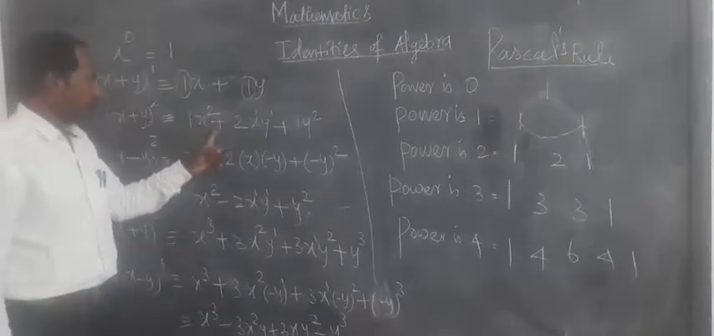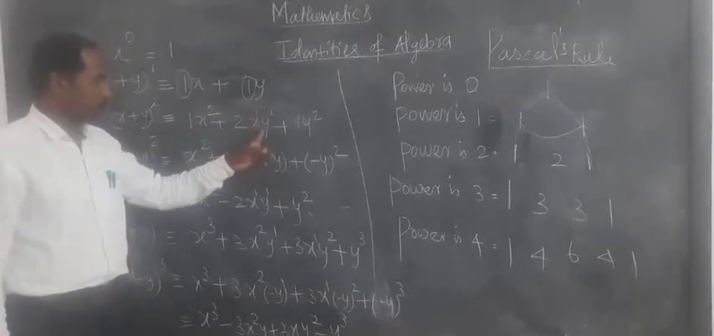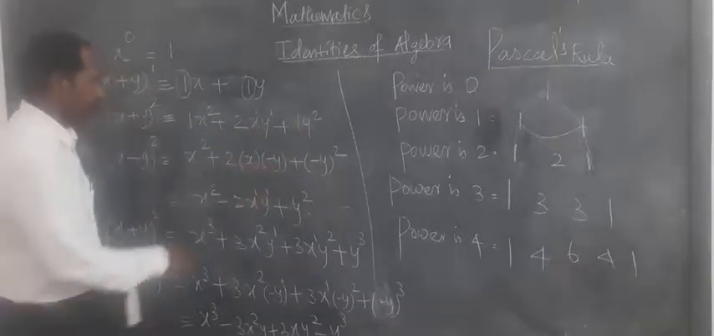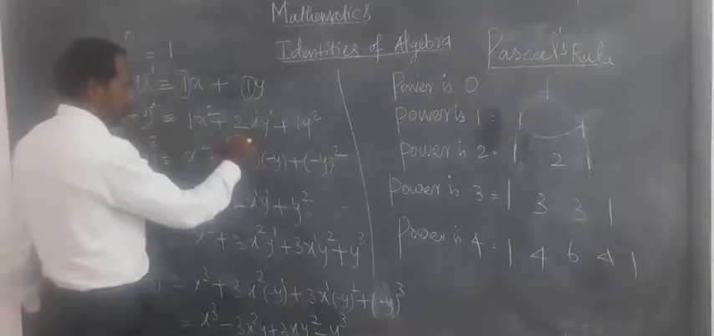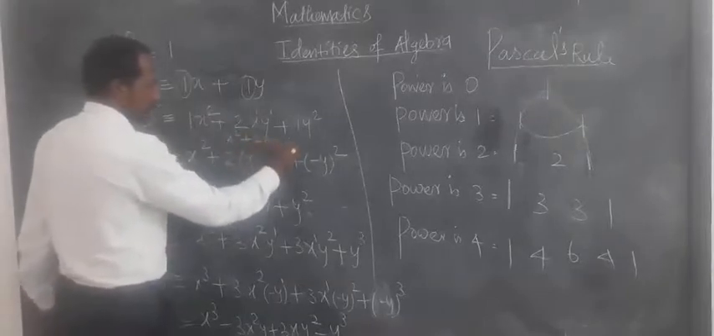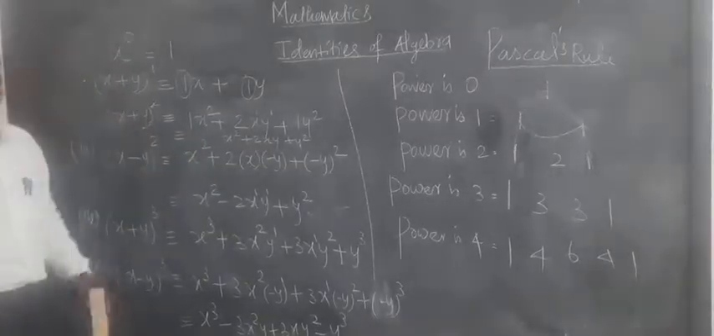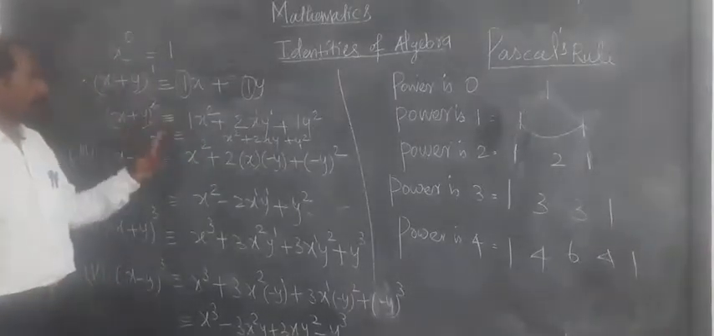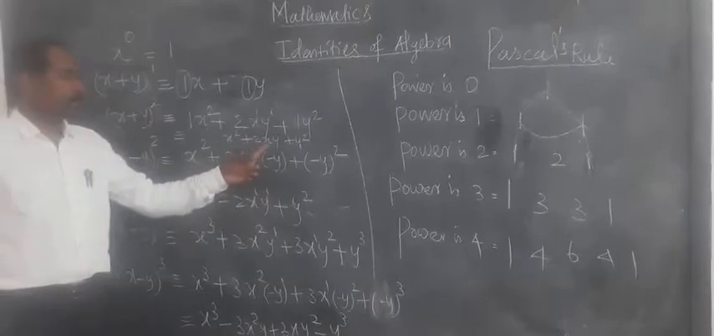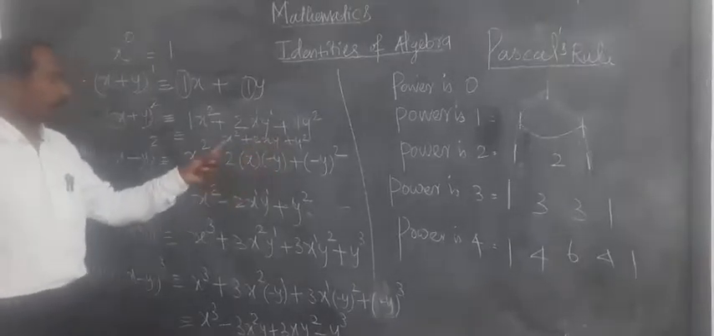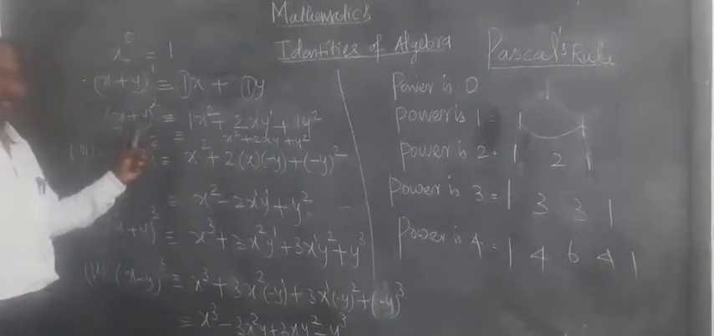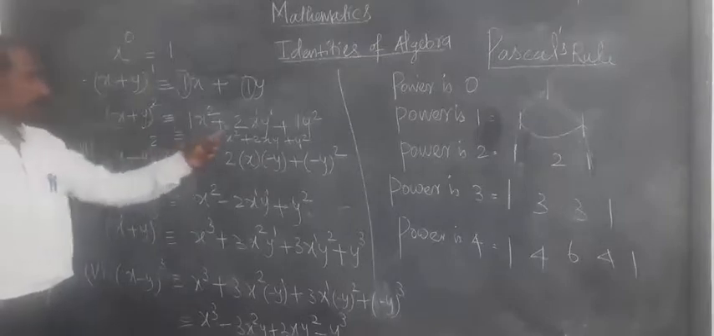x square plus 2xy plus y square. This is the identity: x square plus 2xy plus y square. So (x plus y) whole square means x square plus 2xy plus y square. Just see what the possibilities are to write in the identity.